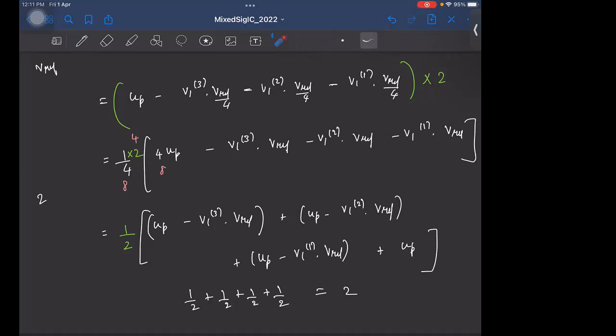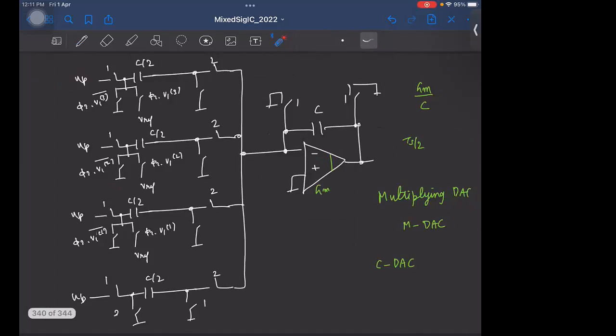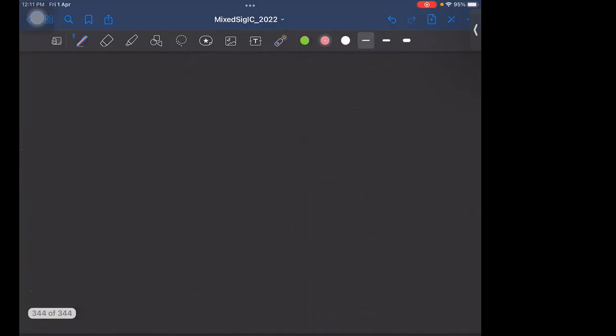Is that okay? I mean, the easier way to think is the overall gain you want is 4. That gain of 4 is split into 8 branches. So each branch will have the gain of half. So the capacitor values will still remain C by 2. Okay. The only difference is, so let me quickly draw.